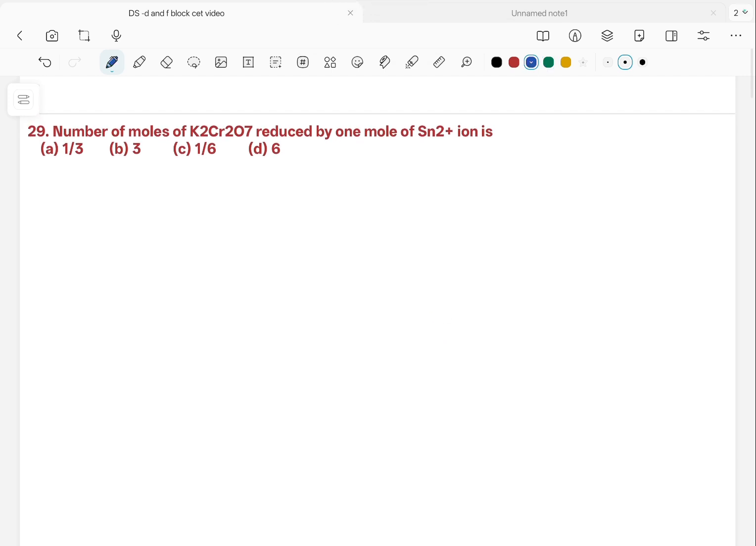The question is like this: the number of moles of potassium dichromate reduced by 1 mole of stannous ion. For this, we have to write the reduction and oxidation half reactions. Potassium dichromate, the dichromate ion, in acid medium will get reduced to the chromium ion.